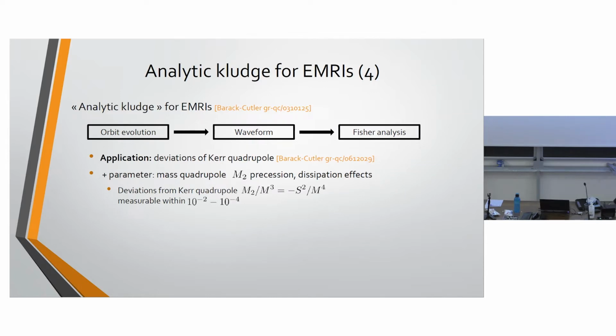Ask yourself, how well can the detection of MREs with LISA measure possible deviations from this Kerr quadrupole? What they find in this follow-up paper is this very much quoted number of 10 to the minus 4, right? But it's more like a range between 10 to the minus 2 and 10 to the minus 4, depending on what kind of MRE you're measuring. But in any case, let's take the optimistic value. This is something really precise. You will be able to measure deviations from this quadrupole really precisely, which is exciting. Okay.